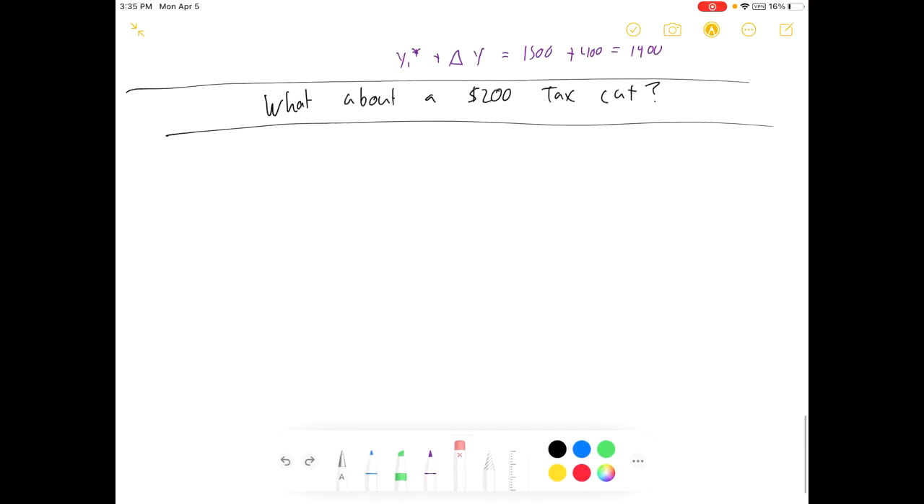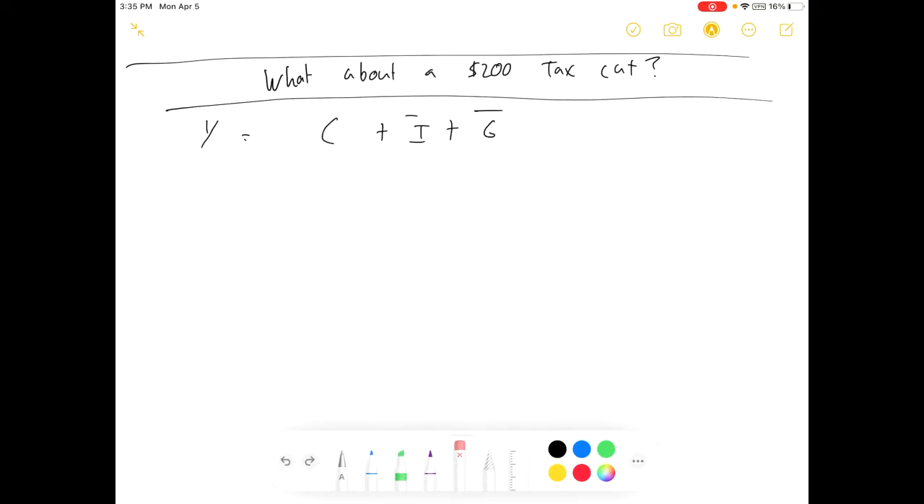Okay, now what if we cut taxes by, say, $200? Different policy. Y equals C plus I plus G. There's our little equation with all of the information plugged in. Let's see. Substitute through with the parentheses. You get Y equals 1,700. So we cut taxes by 200, and GDP rose by 200. Let's see, where does that come from?